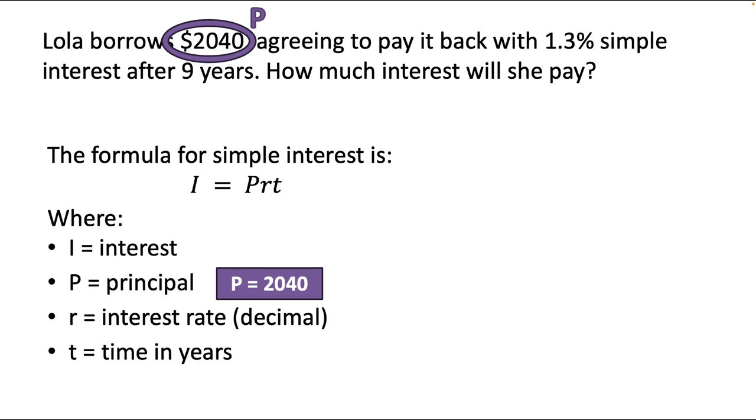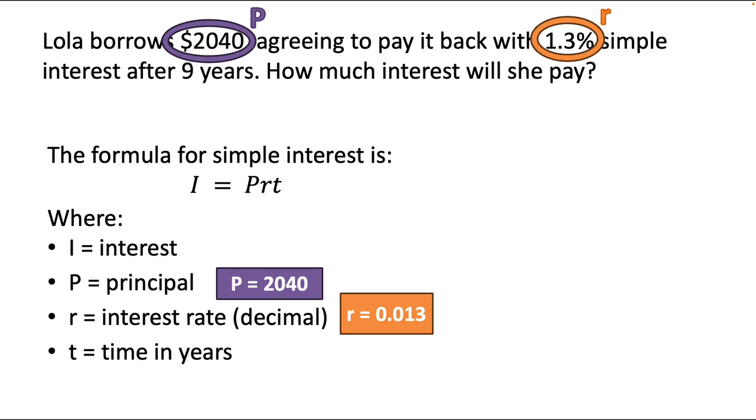Once again, reading through the question, Lola borrows $2,040, agreeing to pay it back with 1.3% simple interest. So 1.3%, that is our interest rate, or R. But we need to convert that to a decimal. So as a decimal, R would be 0.013.